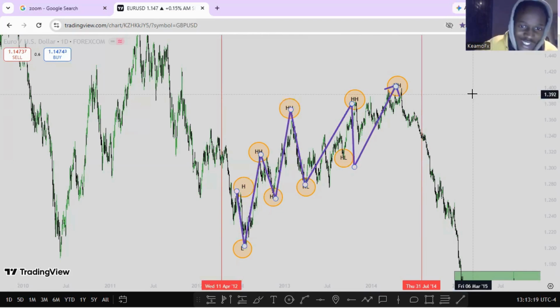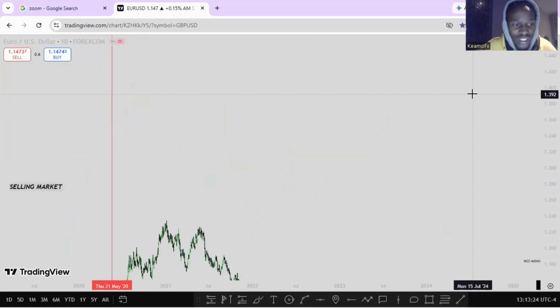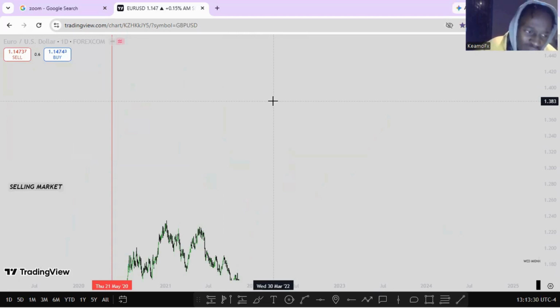So essentially, that's the first lesson of the day. Your homework is to go through whatever Forex pair that you want, take screenshots. I want you to give me three screenshots of a selling market, examples of a selling market, and give me three screenshots of a buying market.